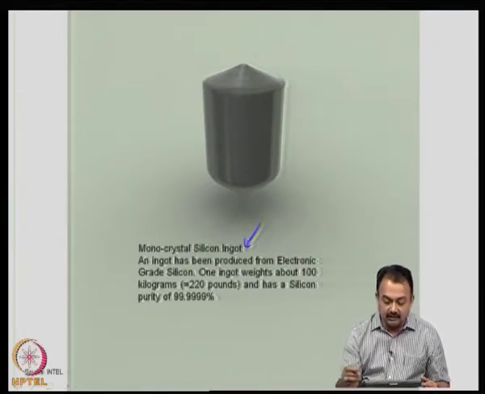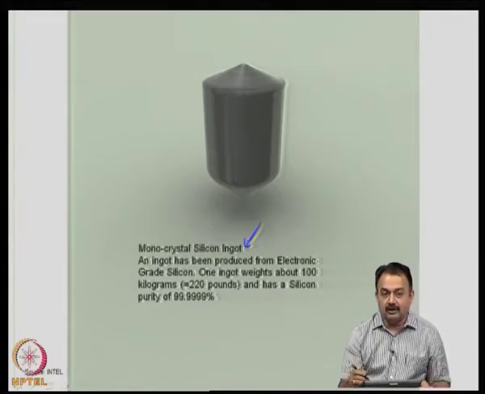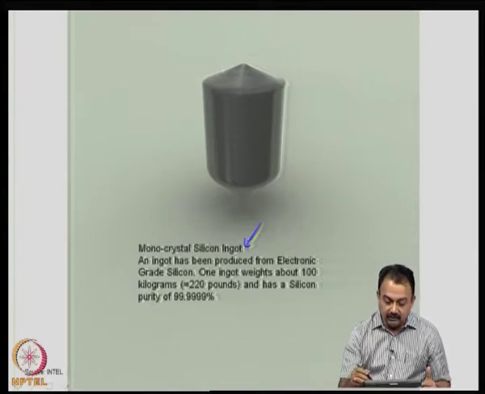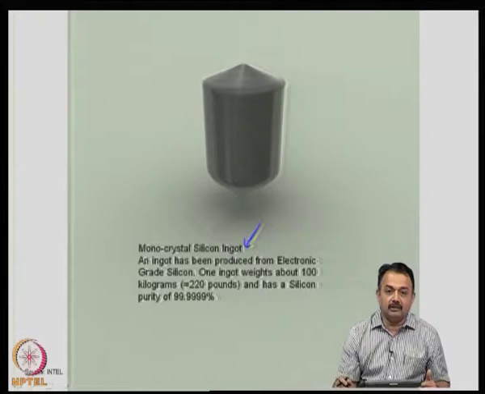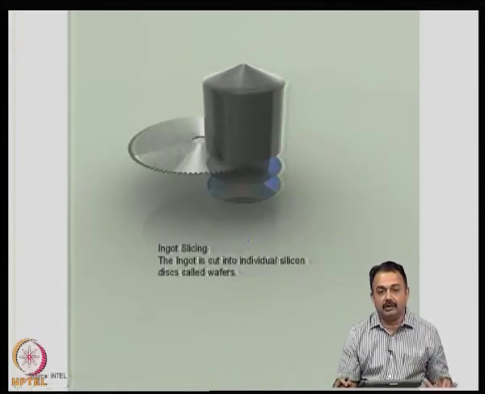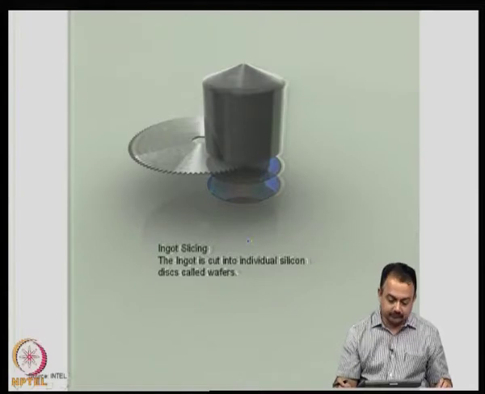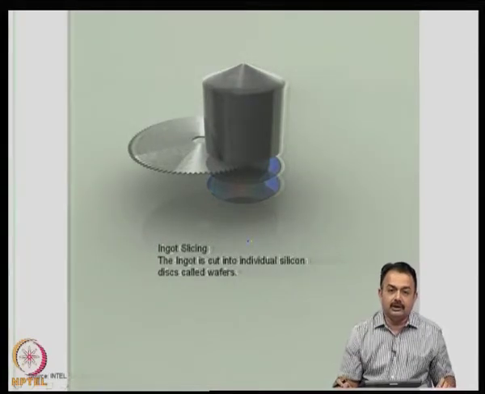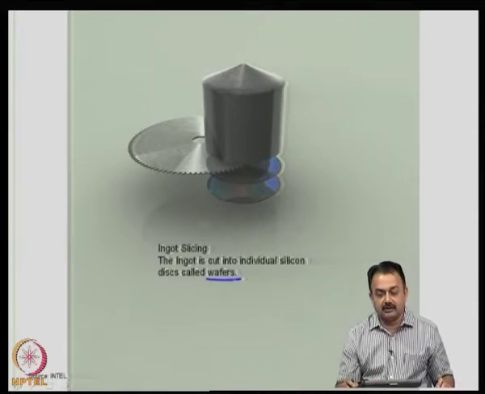In some cases we have seen that these silicon ingots are very huge, as big as 1 meter. So, this is a very heavy block of pure silicon material, which will be the starting point for the wafer fabrication. Now, the next step is you have to slice these ingots into individual silicon discs called wafers. That is the next process.